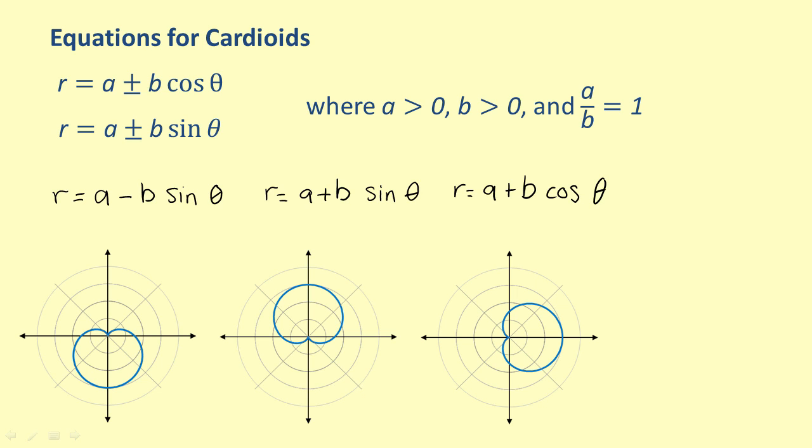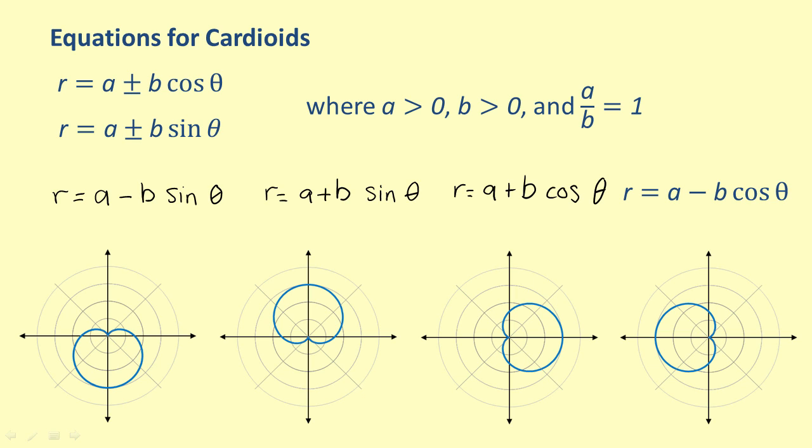Notice that the graph is now symmetric about the polar axis, or the horizontal line in the picture. Finally, if we change the addition to subtraction, we end up with the equation r equals a minus b cosine theta, and a cardioid that has been reflected across the vertical line theta equals pi over 2.